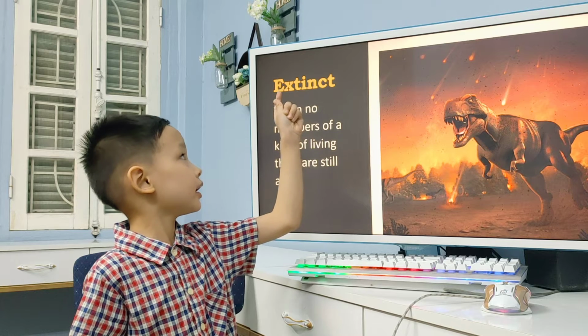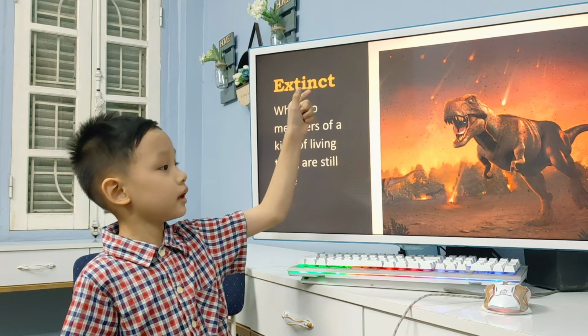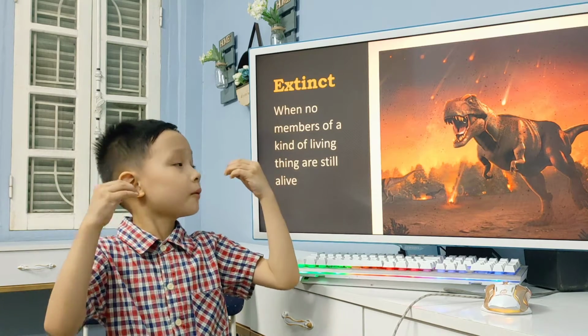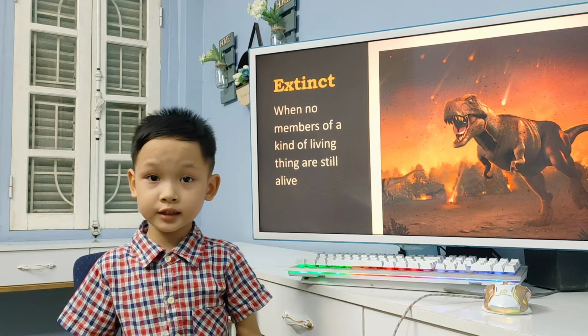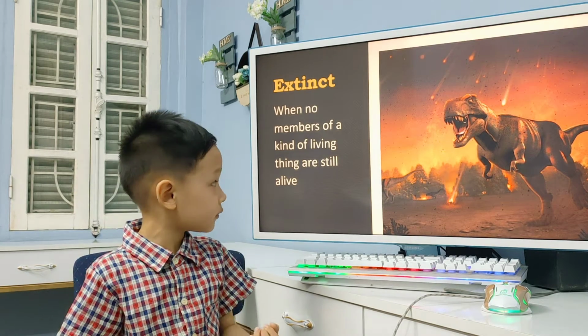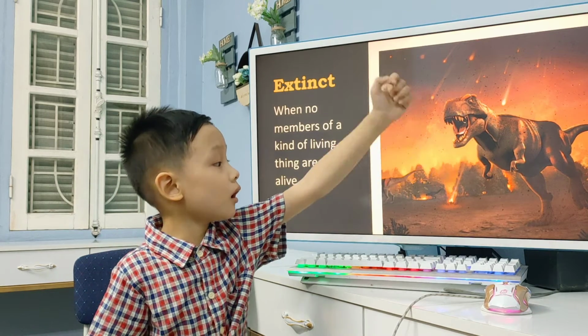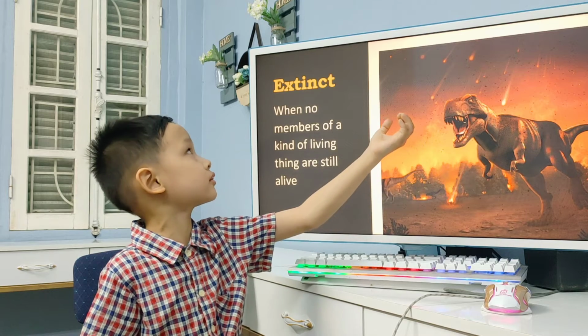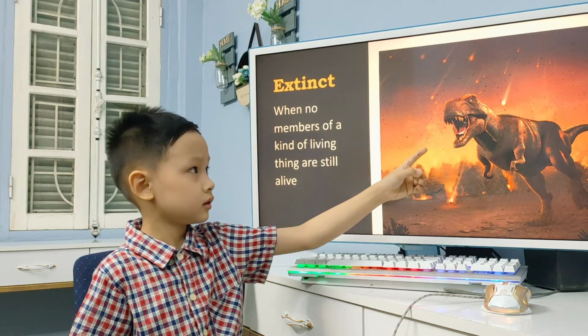And extinct: when no member of a kind of living thing is still alive. And you see, all the kinds of dinosaurs are extinct.